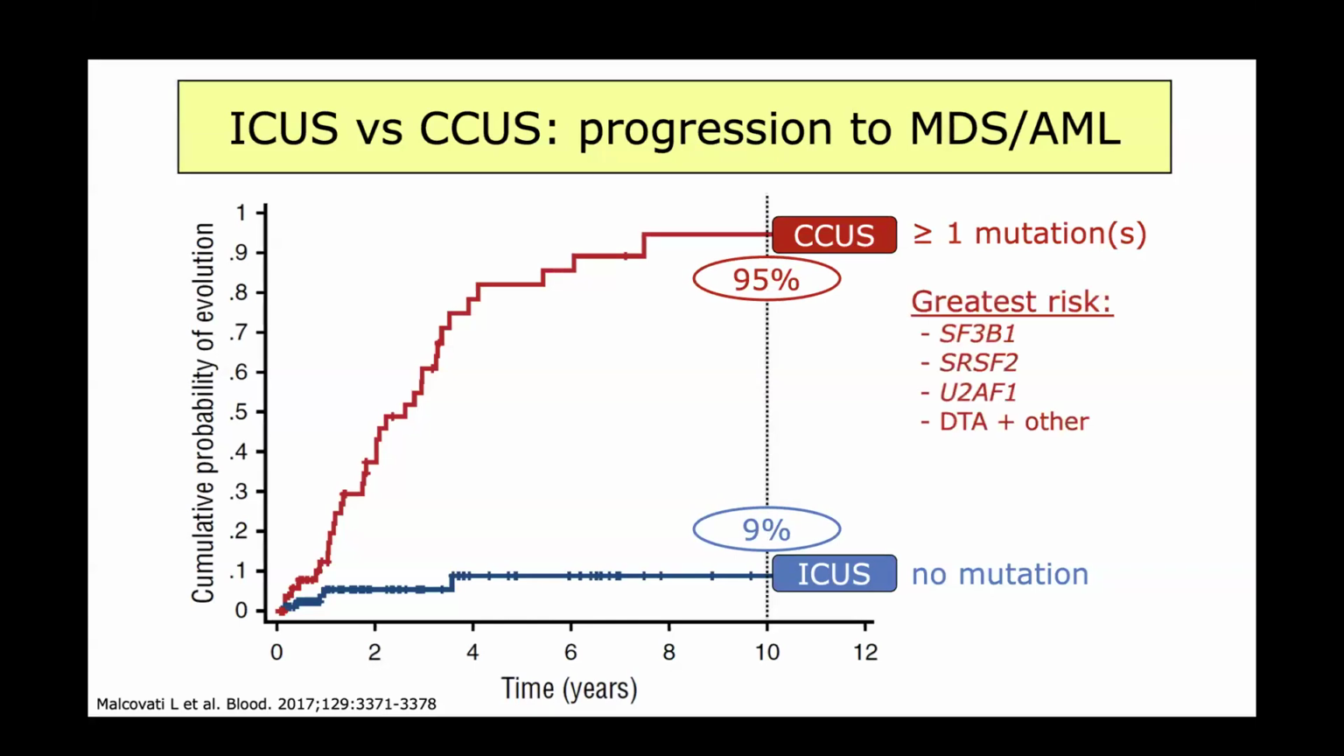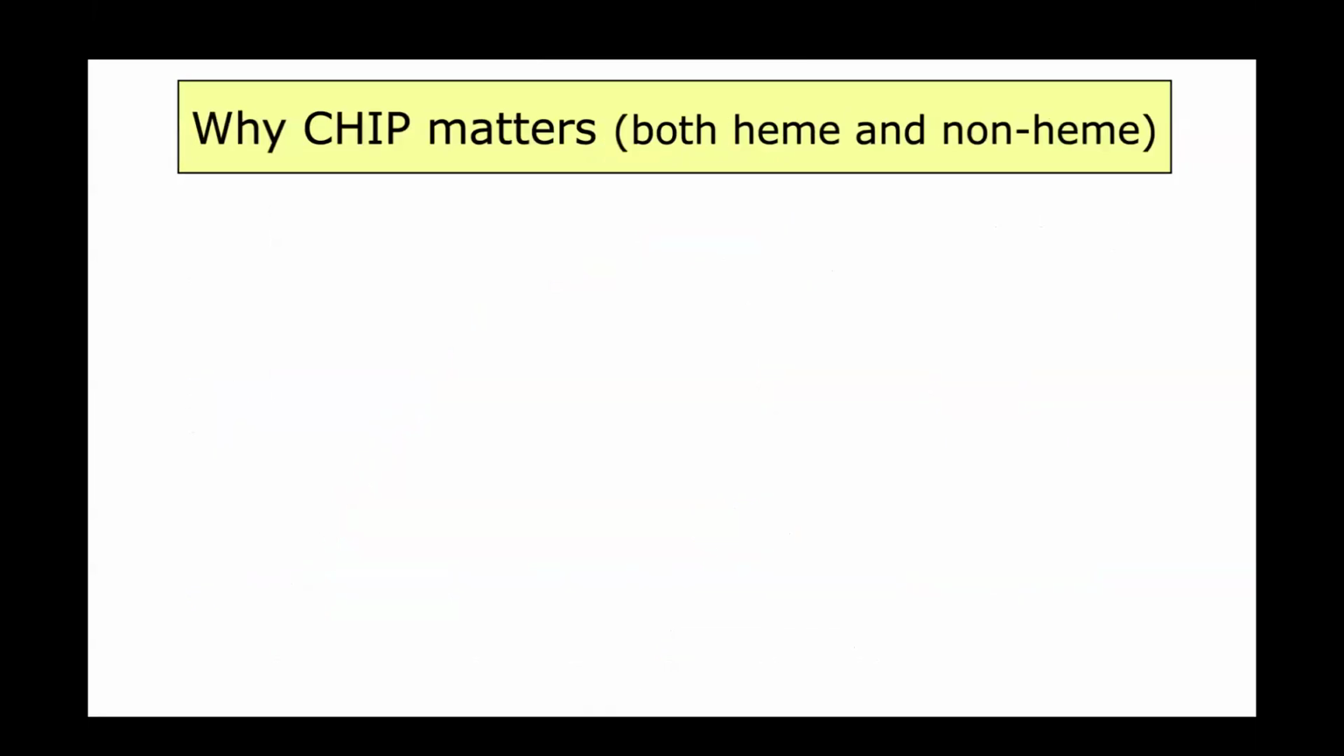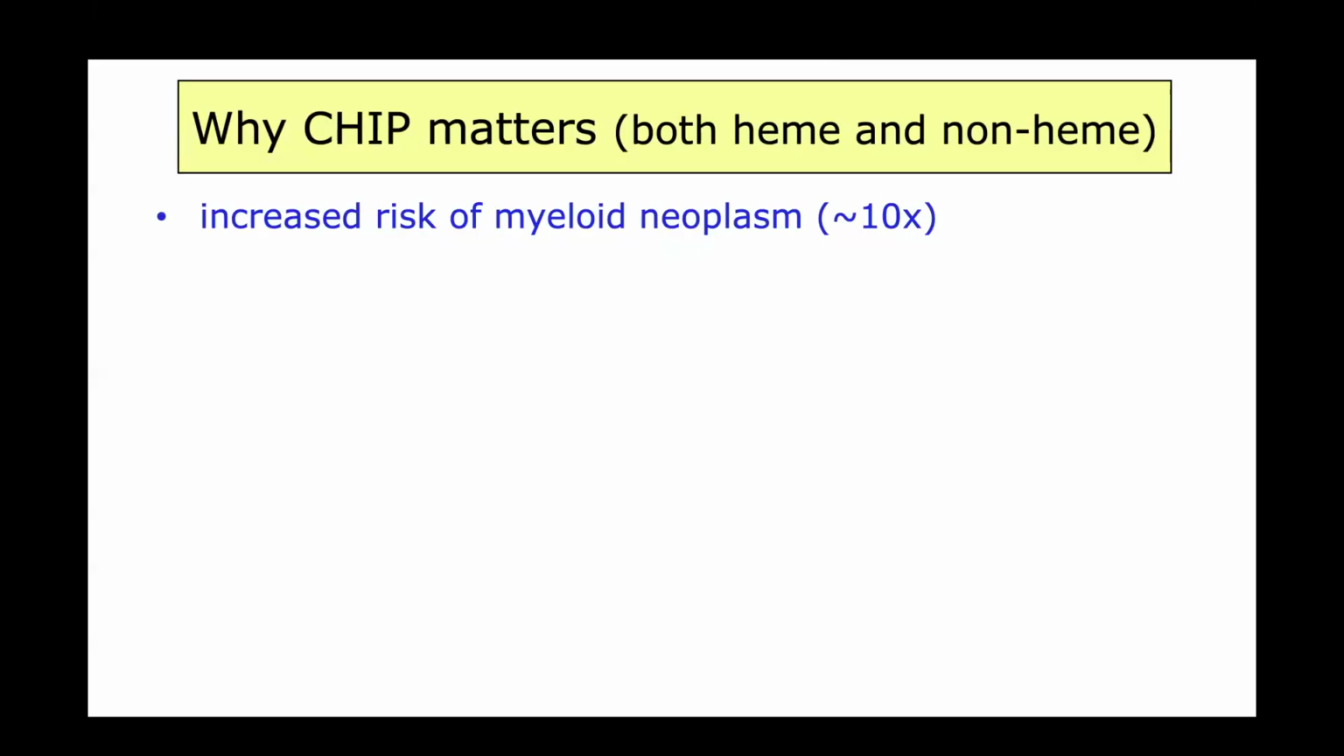The greatest risk of patients with CCAS progressing to an overt hematologic malignancy was when they had one of the 3 listed spliceosome mutations, or if they had one of the DTA mutations and another mutation. So important to distinguish ICAS from CCAS. But it's important to distinguish CHIP both because of hematologic and non-hematologic malignancies.